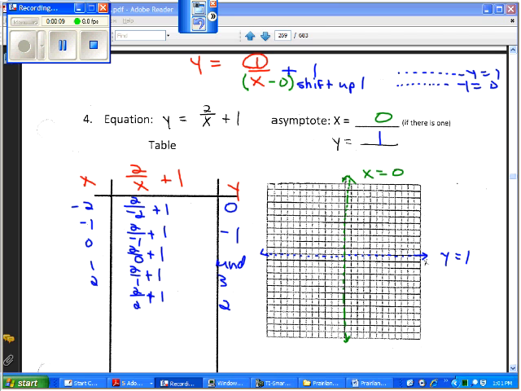Now let's go ahead and plot those points. We're going to have the point negative 2, 0, which is down here. I'm off a little bit there. Let me try to get that out. Sorry. It's going to be challenging. We have the point negative 1, negative 1.